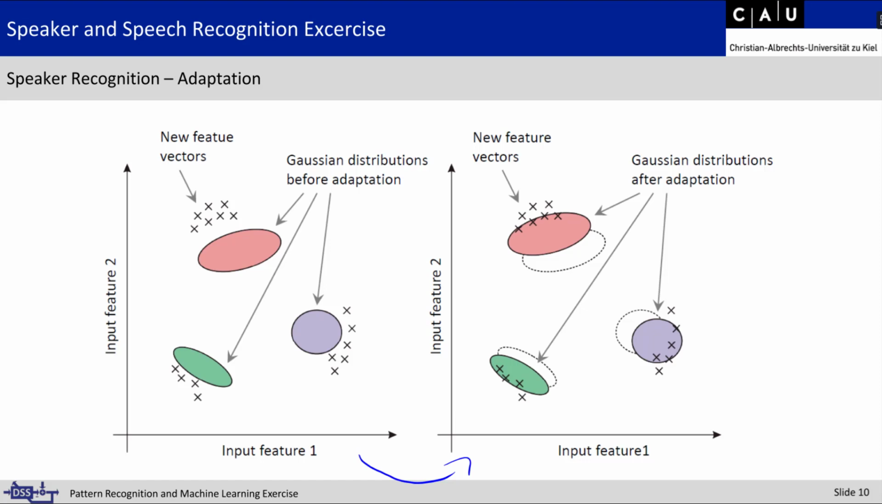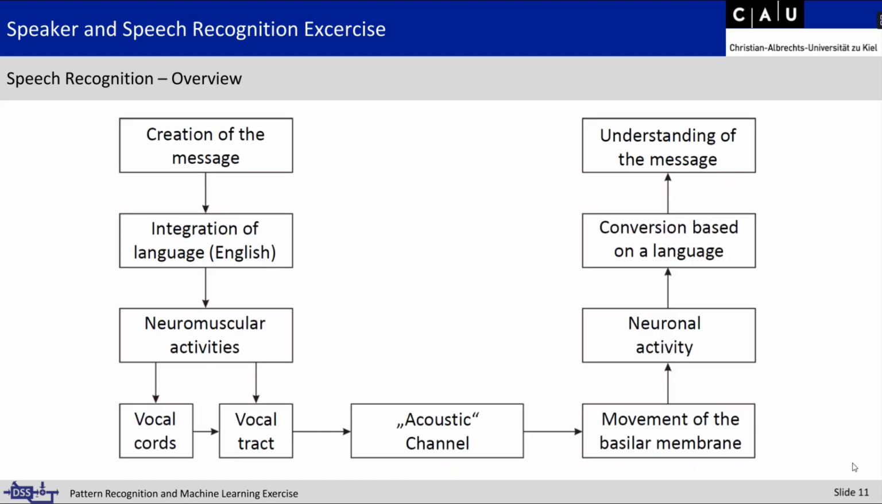There is a possibility that we can adapt our Gaussian distributions at the time of verification and identification. The second part of this lecture is speech recognition. This part is a little bit shorter because it has a lot to do with the principles of speaker identification. For that we need an overview of what speech is, in the sense of what parts of it contribute to the creation and the understanding of the message.